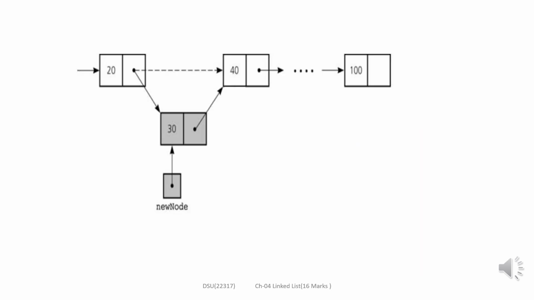See here, this is the diagram. We have to insert a new node 30. In this we have to make the next of the previous node the new node, and the new node's next the second node, so between the first and second node we can insert a new node.